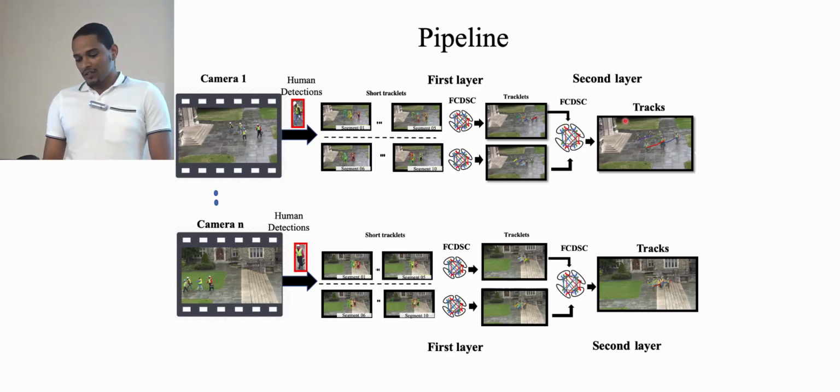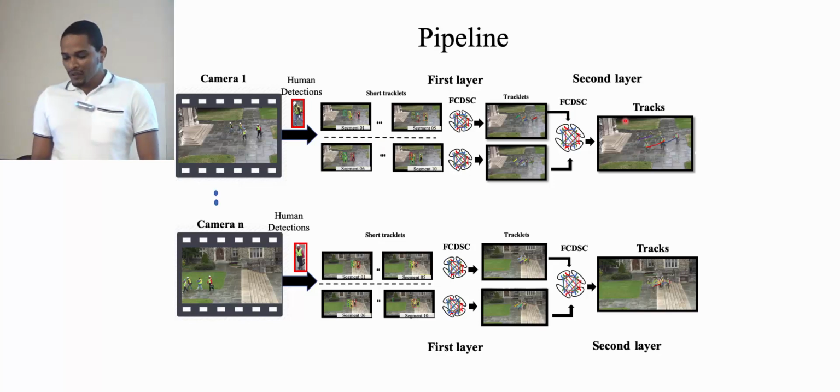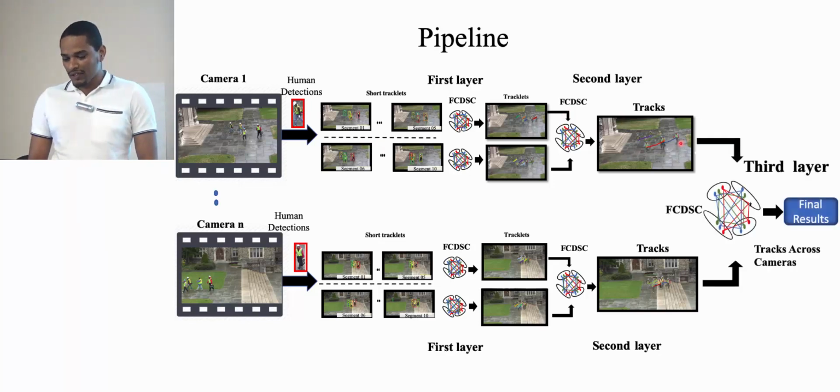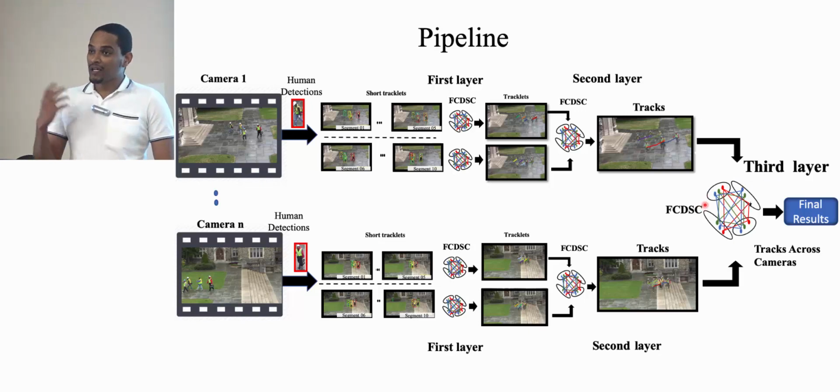So once we do this in all the cameras, we will put together all the tracks in all the cameras, and then we will build this bigger graph in our third layer, and then we try to identify if a track of a person appears in more than one camera. Here also we will use FCDSC to solve that problem.